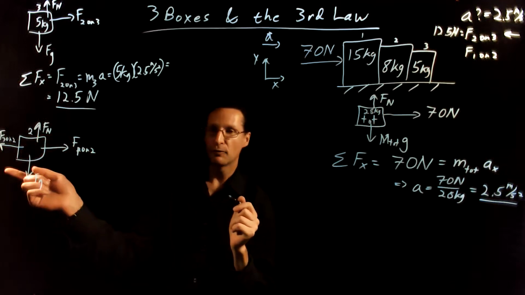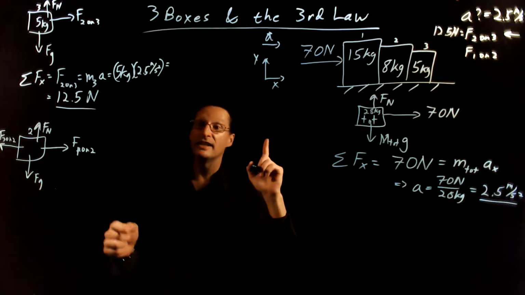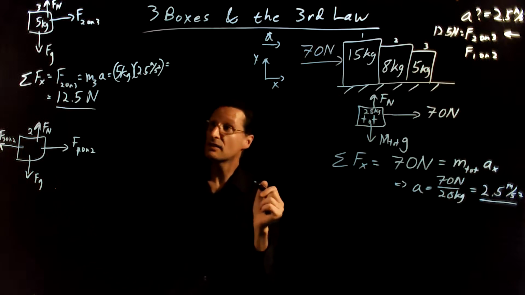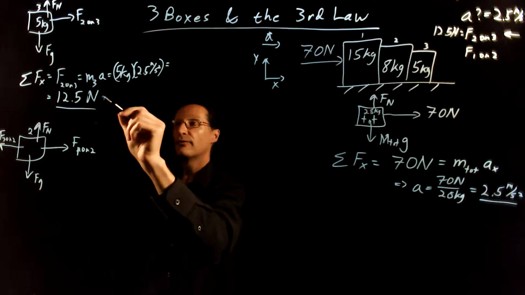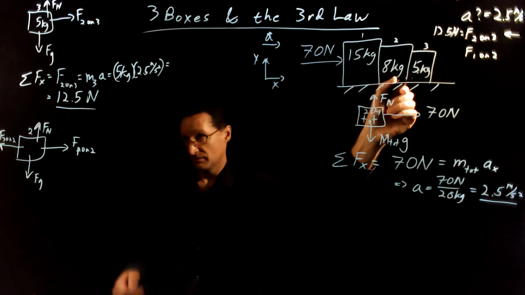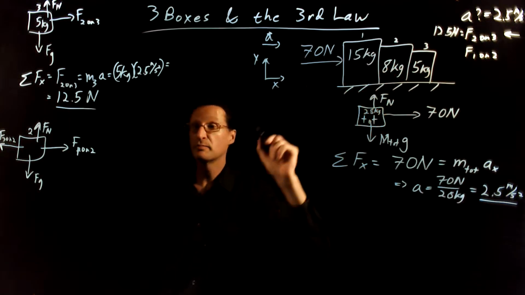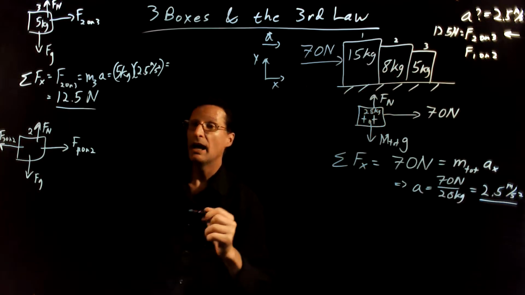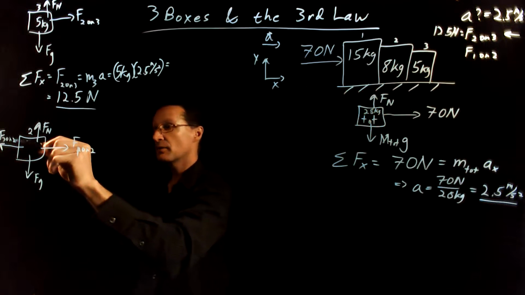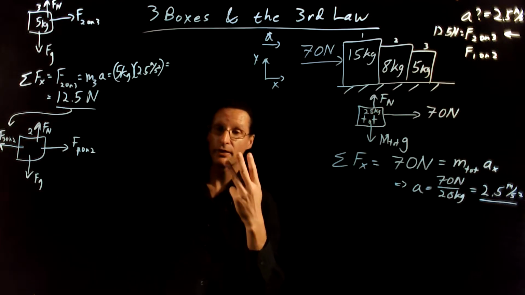Well, now I have two forces in this X direction, and I don't know what they are. Yet I do. Because of the third law, I know that the force that 2 exerts on 3, that's 12.5, is going to be the same as the force that 3 exerts back on 2. It's just going to point the opposite direction. So this force here is that force because of the third law.